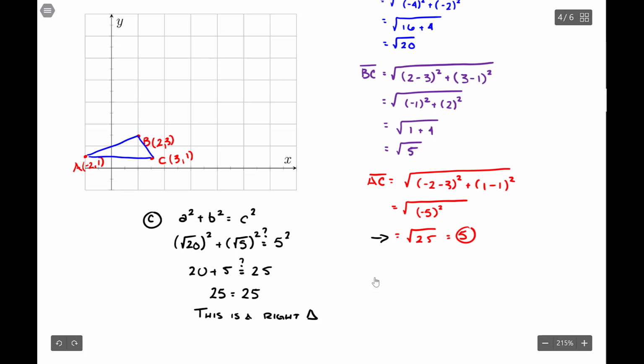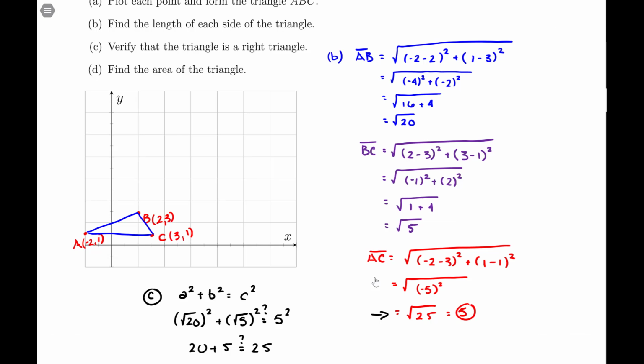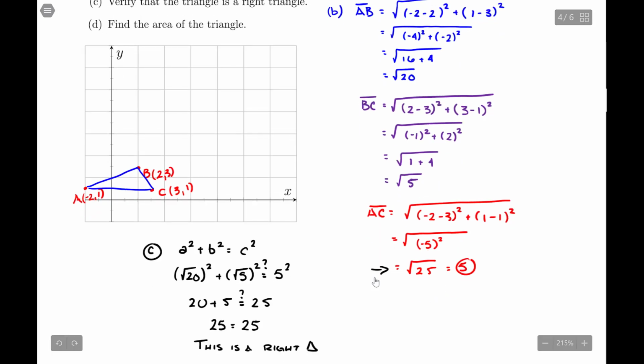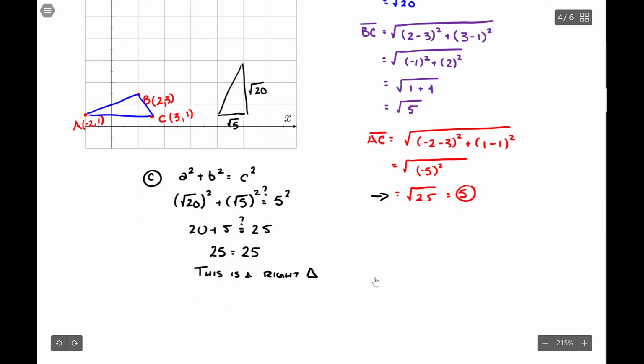So we were able to verify that just by using the Pythagorean theorem. And then part D says find the area of the triangle. Remember, the area of a triangle is 1/2 base times height. So we can look at if we rotated this triangle around, and maybe looked at it this way, we know that this base is square root of 5 units, and we know that this height is square root of 20 units. So when we compute the area, so this is part D, area of a triangle is 1/2 base times height.